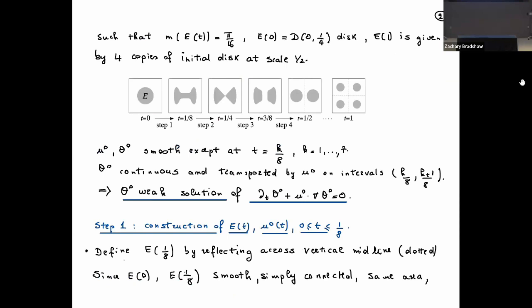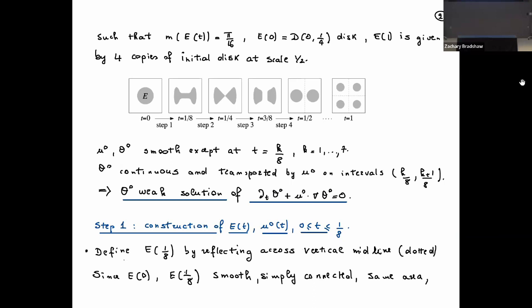And the initial configuration is the characteristic function of the set at time 0, which is simply the disk centered at 0 of radius 1/4. And at time 1, I want this to have evolved into 4 copies of the initial disk at scale 1/2. So this is perfectly self-similar, and then I repeat just by a scale.